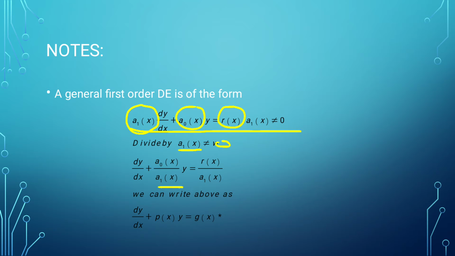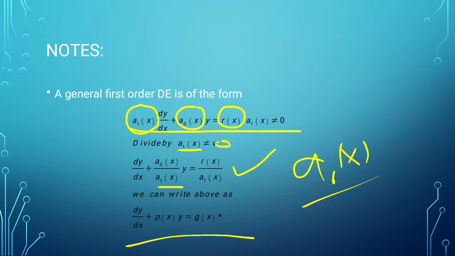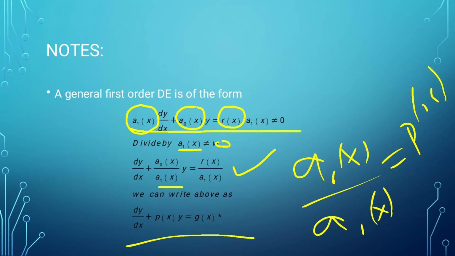what we are doing is dividing every part by a1(x), so that now we get this kind of equation here. So we can write the above as this, meaning a0(x) divided by a1(x), we can call it a function p(x). Then the right side here is what we are calling g(x). So we have tried to write the linear DE into that form.